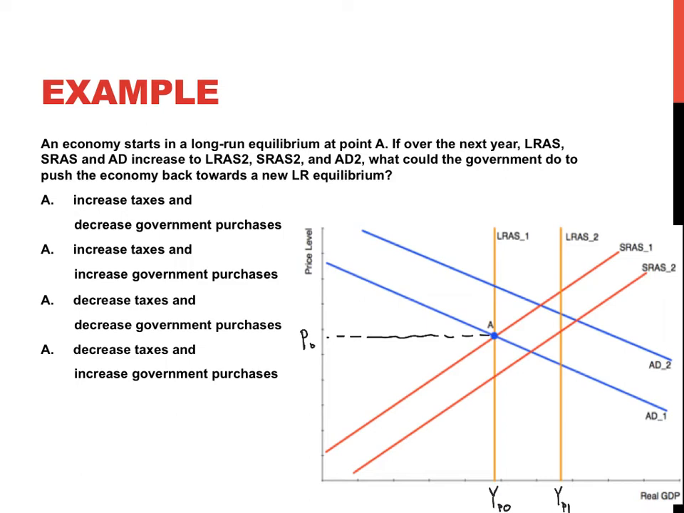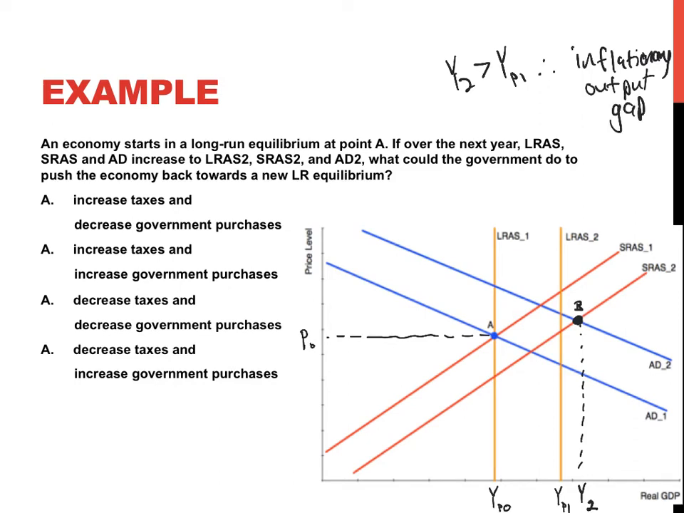Okay, so initially at point A, the economy is in long-run equilibrium, producing at Y sub P0, or our starting level of potential output. But over the next year, we have an increase in both long-run aggregate supply and short-run aggregate supply and aggregate demand to LRAS2, SRAS2, and AD2. So we need to find the new short-run equilibrium. So we end up here at point B, and Y2 is greater than potential output. So we have an inflationary gap. So Y2 is greater than YP1. Therefore, we have an inflationary output gap.